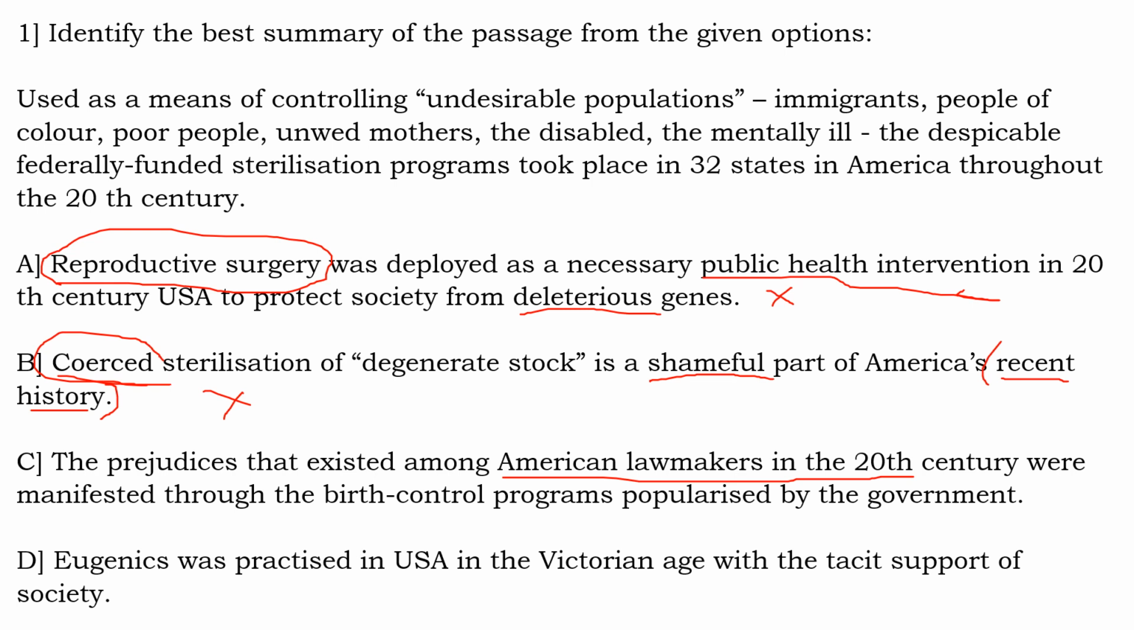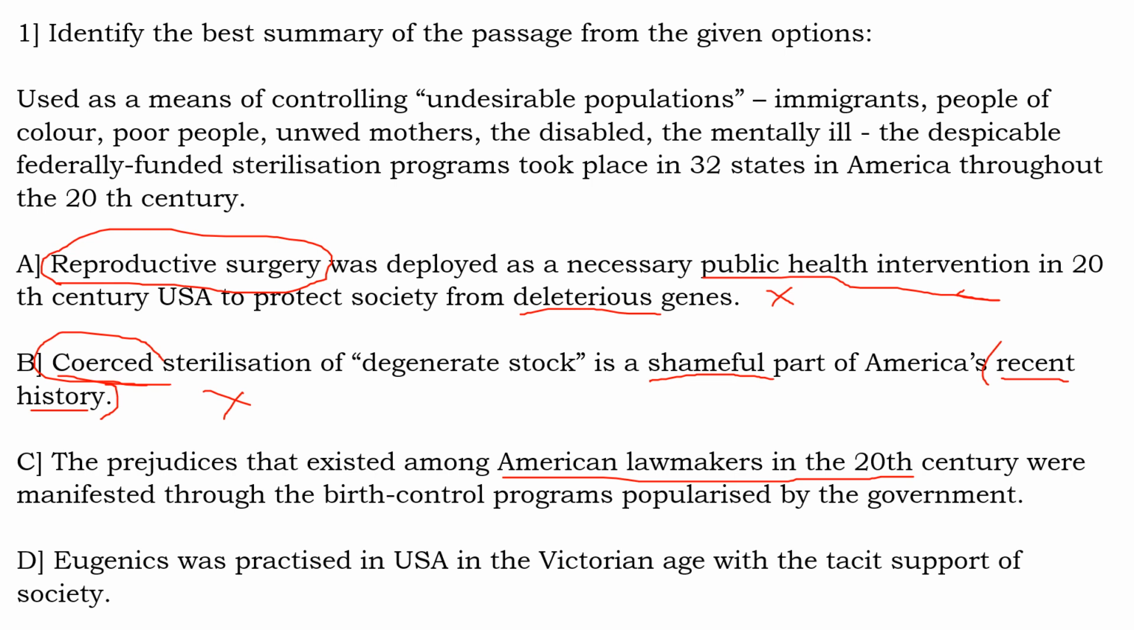So this is why prejudices, yes, that existed among American lawmakers in the 20th century, yes, were manifested, yes, through the birth control programs popularized by the government. Everything seems okay. There are no issues here. So this could be a possible answer. Keep it in your mind.